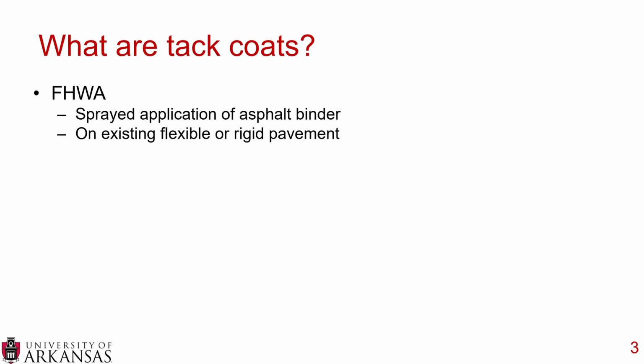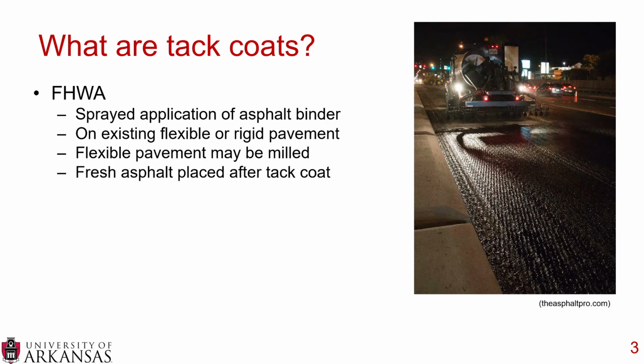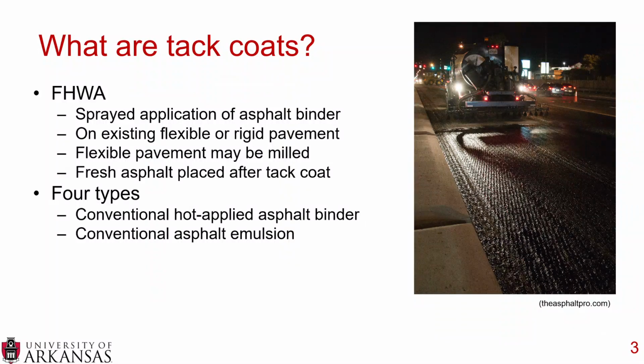So what are tack coats? According to the FHWA, the Federal Highway Administration, tack coats are a sprayed application of asphalt binder on either an existing flexible or rigid pavement, and the flexible pavement may be milled, and there is fresh asphalt placed after the tack coat. So you can see in the picture on the right, that is a milled pavement surface. It's probably a mill and fill, where they mill off 2 inches of asphalt mixture. They sweep the surface, they place the tack coat, and then they place a fresh layer of asphalt mixture on top of that.